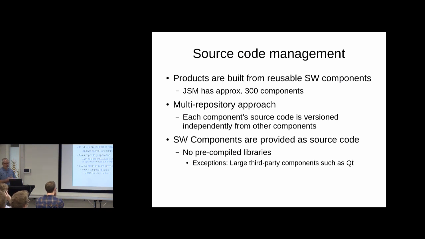We also have this thing that the software components are provided at source code only. We do not build precompiled libraries, and since we don't build them, we do not put them into any kind of artifact store. The only exception to that are some large third-party components, such as Qt, that we use for simulators and test stations. We put them as precompiled binaries because it just takes too long to build them on demand.